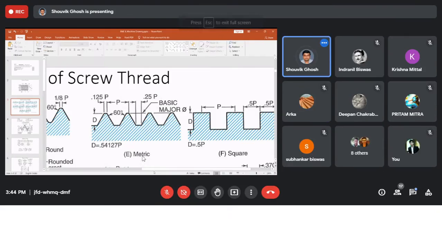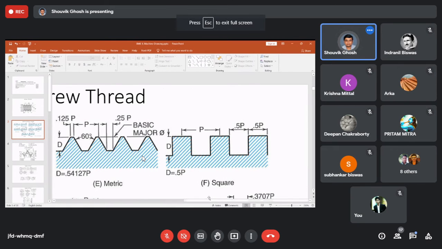ঠিক আছে, next is the square thread. In square thread, as you can see, pitch value half and half. The crest is half of the pitch, root is half of the pitch. That will be equivalent to 1p, and the depth is equivalent to half of p. Thus, you can understand half, half, and half. So it becomes a square. That is why the name square thread.